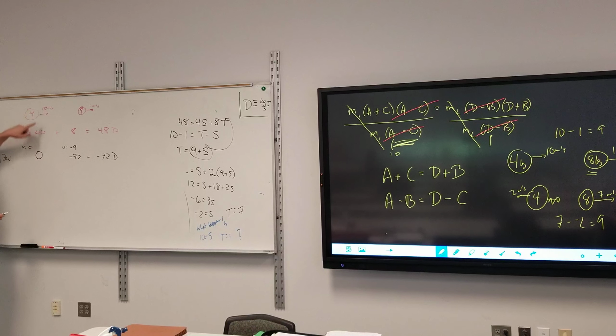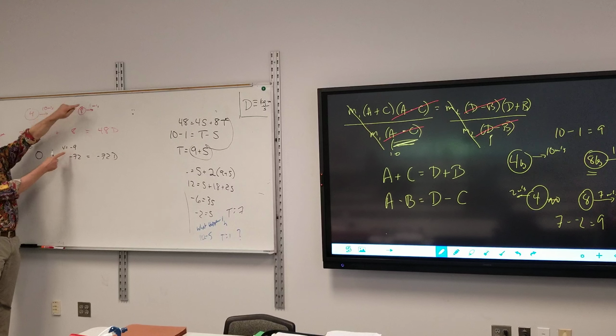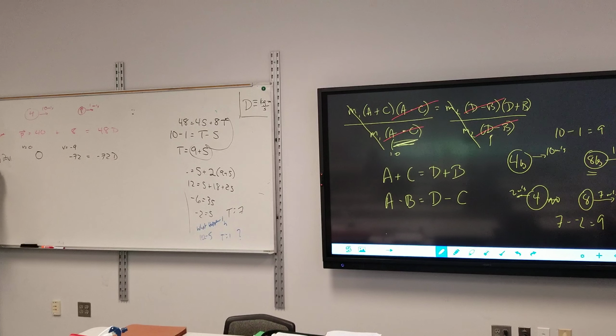Notice when I went from the lab frame to here, I subtracted 10. I do the same thing here, I subtracted 10. From the 8 kilogram point of view, how fast is the 8 kilogram mass going? 0. How fast is the 4 kilogram mass going?